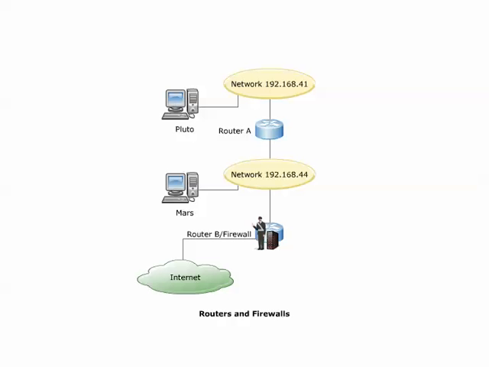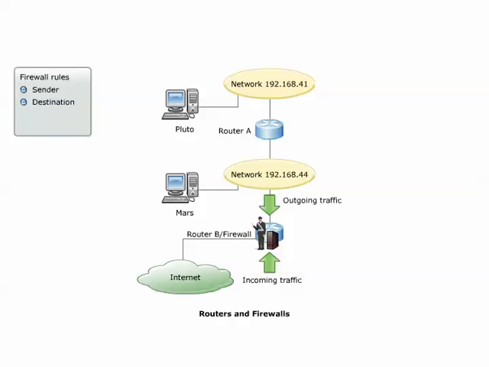Firewalls implement a set of rules that all traffic is checked against. There are different rules for incoming and outgoing traffic. Firewall rules depend on the sender, the destination, and the protocol used. In some cases, they also depend on the content of the data. For example, firewalls may check for virus in web pages and email attachments.